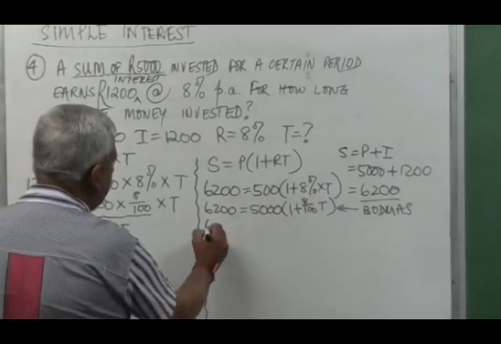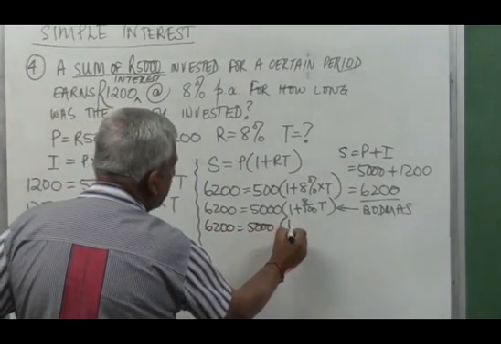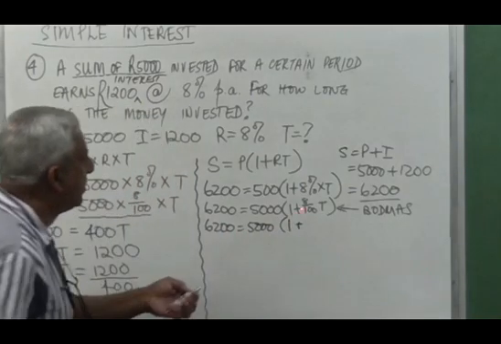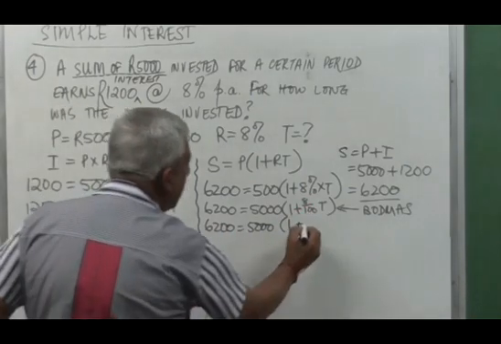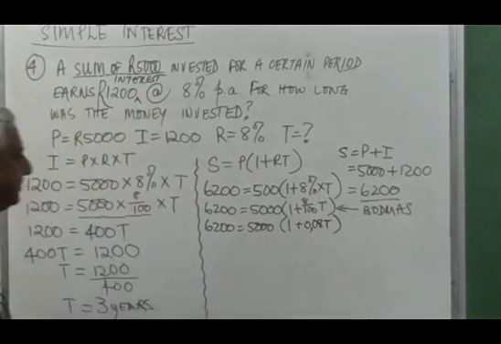Now, there's your 6,200. There's your 5,000. There's your 1. When you put 8 over 100 in your calculator, you'll get 0,08 t. Right. So now it is simplified. 8 over 100 gives you 0,08 times t. We write it there. Now, we are trying to solve for t. So we don't want this 5,000. So what we'll do, we divide both sides by 5,000.